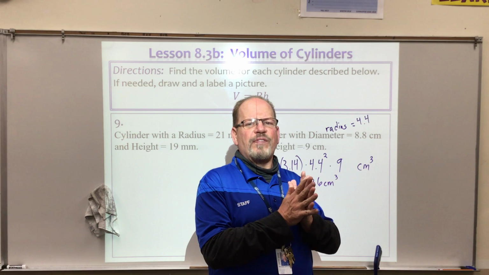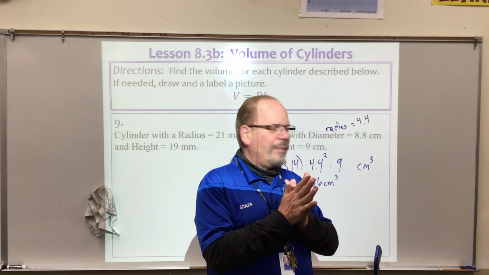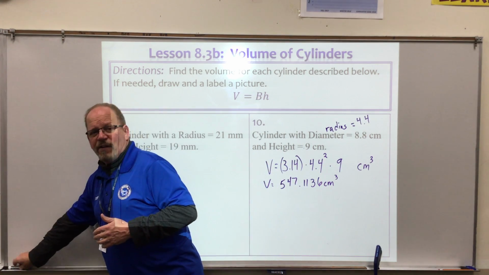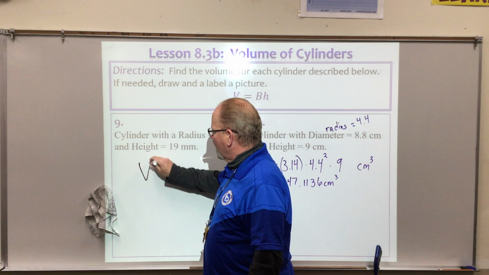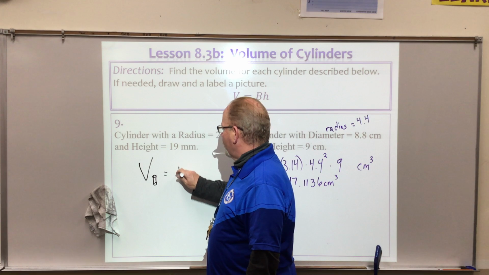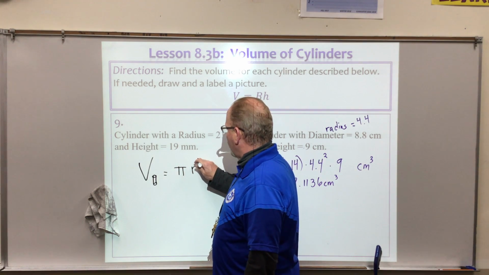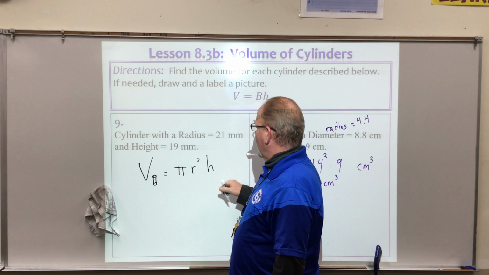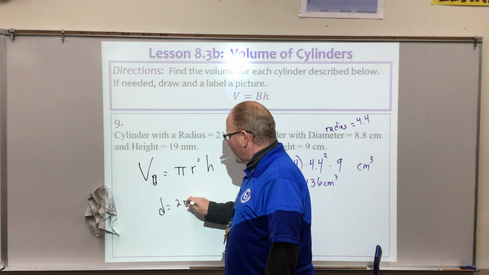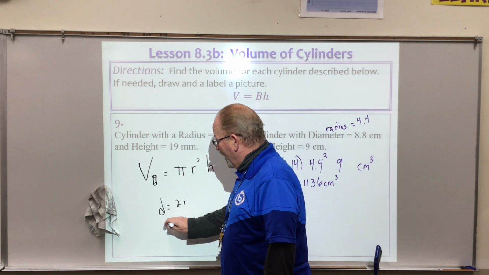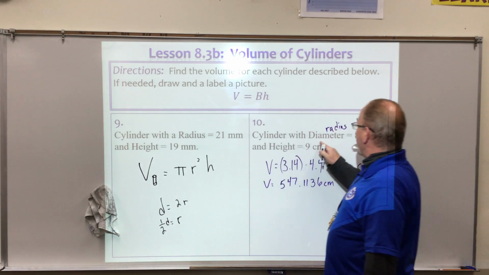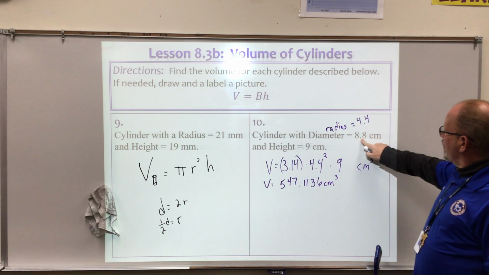I will try and keep these videos shorter in the future, but just know the most important thing you need to take away from this lesson today is that the volume of a cylinder is equal to pi times the radius squared times h. And you need to pay attention that the diameter is 2 times the radius, which means the radius is 1/2 of the diameter.